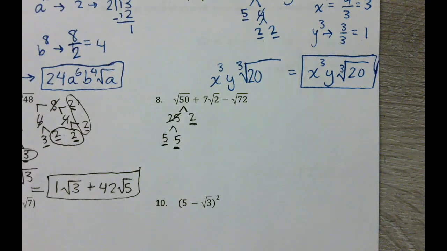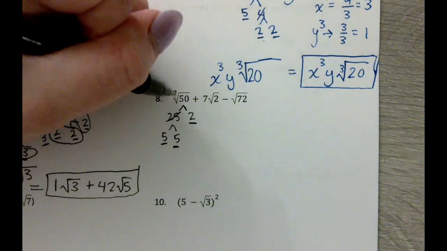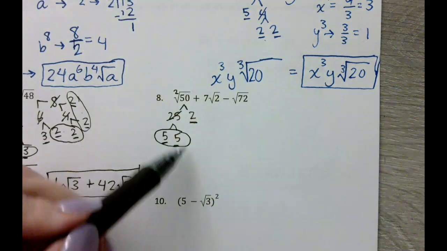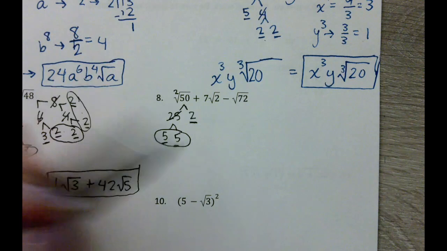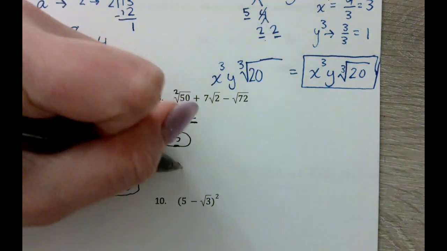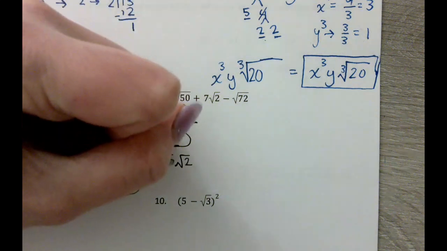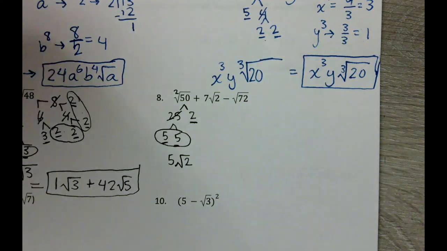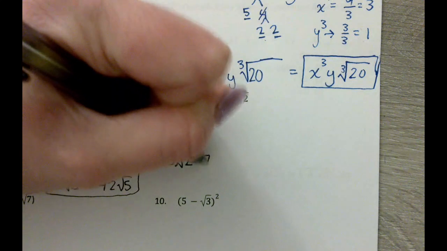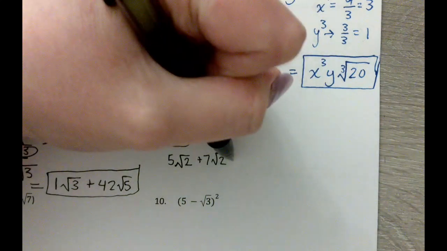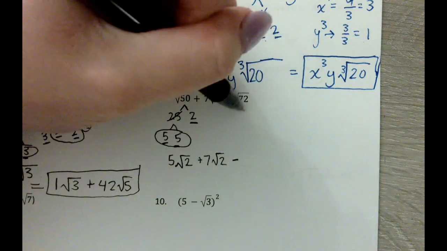So I've got 5, 5, and 2. Reminder, this is a square root, so we need groups of 2. I have 2 5s. And then I have a singular 2, so the 2 has to stay in the radical. And then I've got a pair of 5s, so 5 can come out. 5 radical 2. Bring down the plus 7 radical 2. Can't do anything with it. And then let me bring down that minus before I forget. Let's break down the 72.